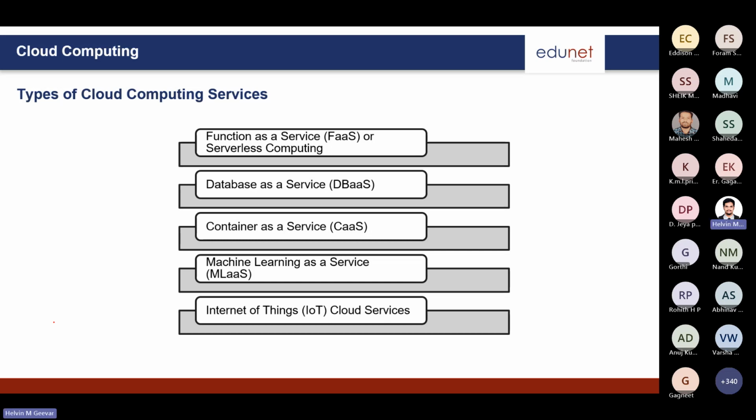So what are the types of computing services? We'll come to this again. Generally we divide into infrastructure, platform, and software. This is a little more variation.